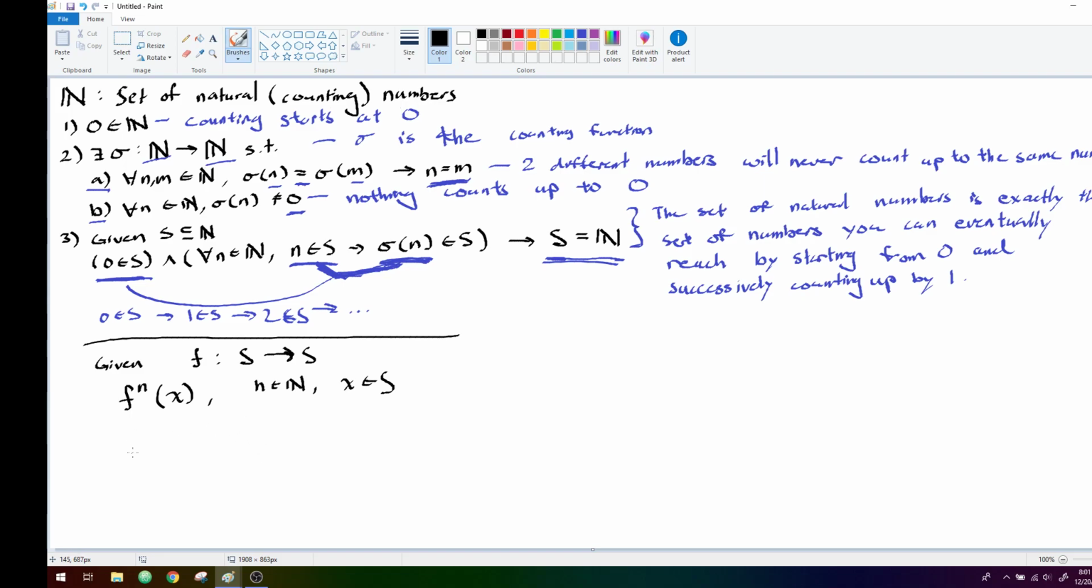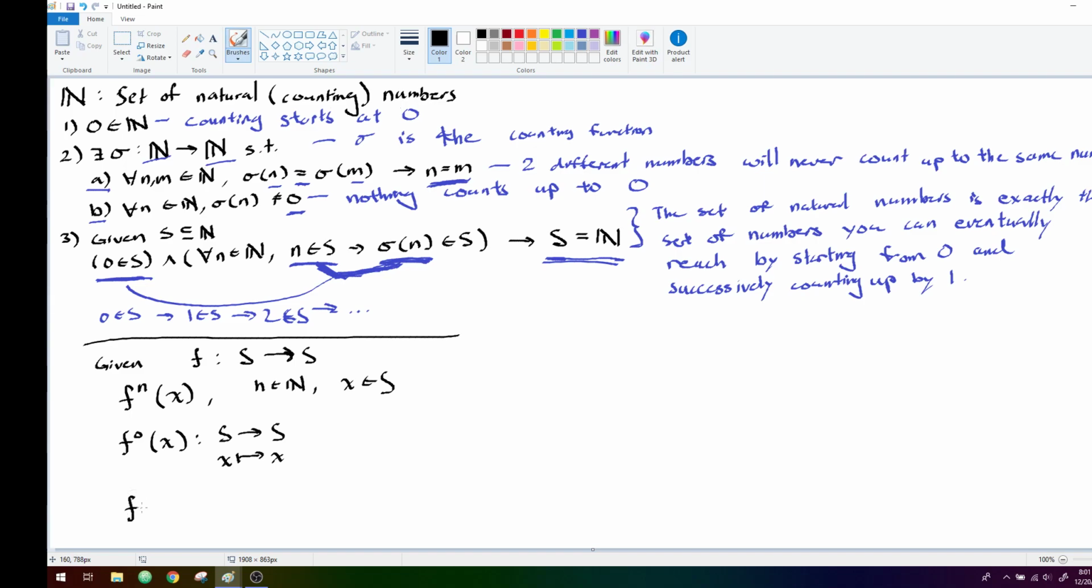Well, first, we're basically going to give a recursive definition. So first, we're going to define f applied 0 times to x as just a function that goes from S to S and it sends x to itself. So f is basically the identity function. It's the function that takes the input, doesn't do anything to it, and then just gives that input right back to you.